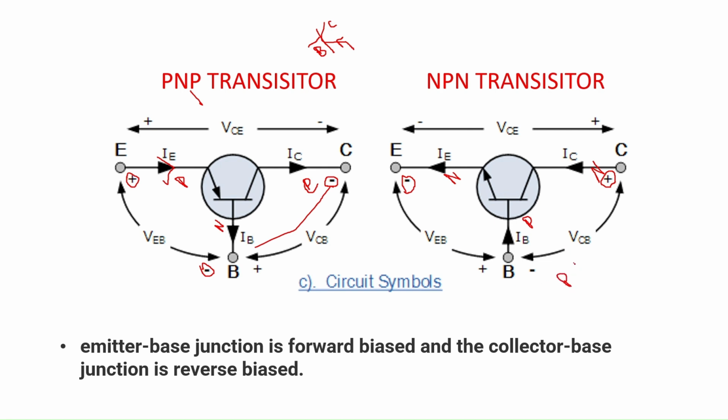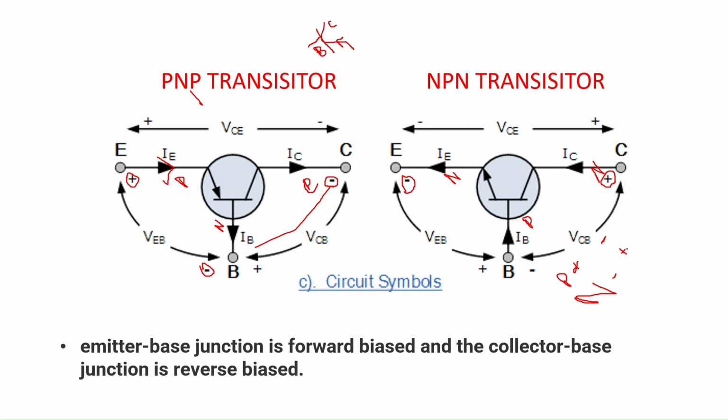For the P type to be forward bias, the positive terminal is to be connected. For the N type to be forward bias, the negative terminal is to be connected. For P type to be reverse bias, the negative terminal has to be connected. For the N type to be reverse bias, the positive terminal has to be connected.